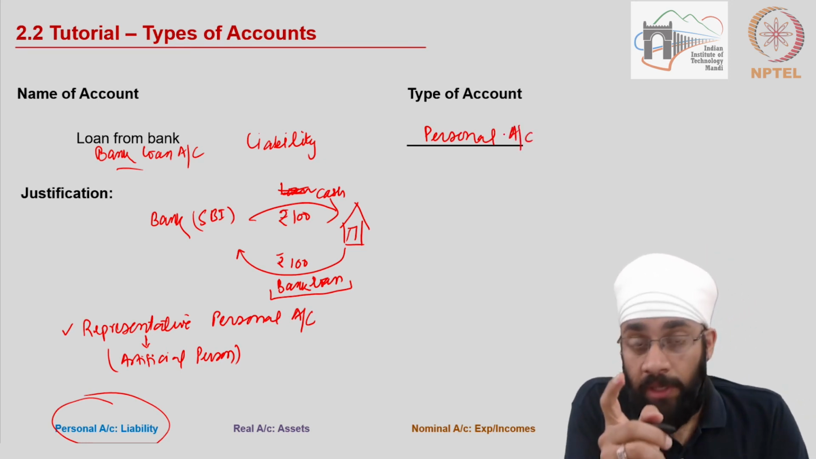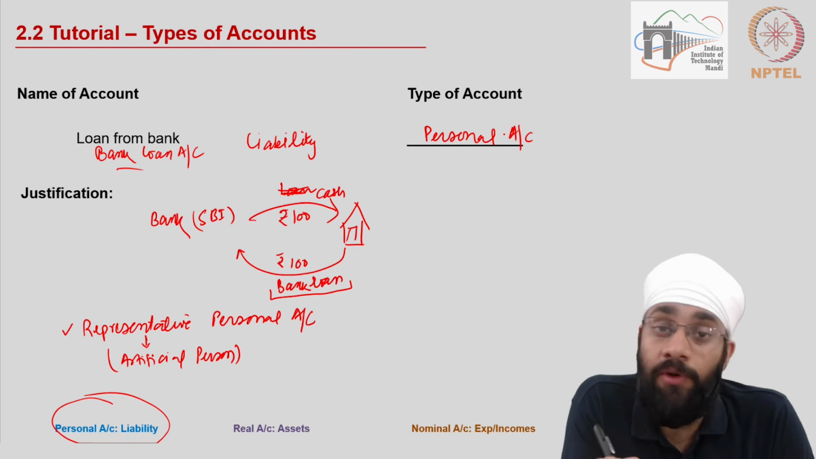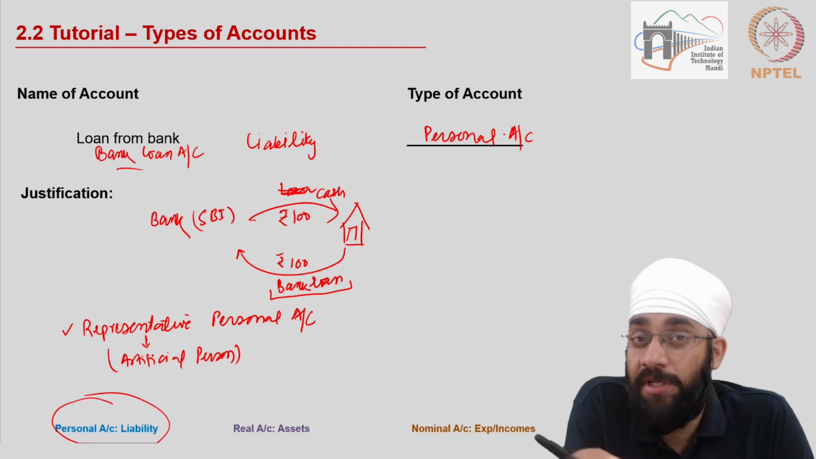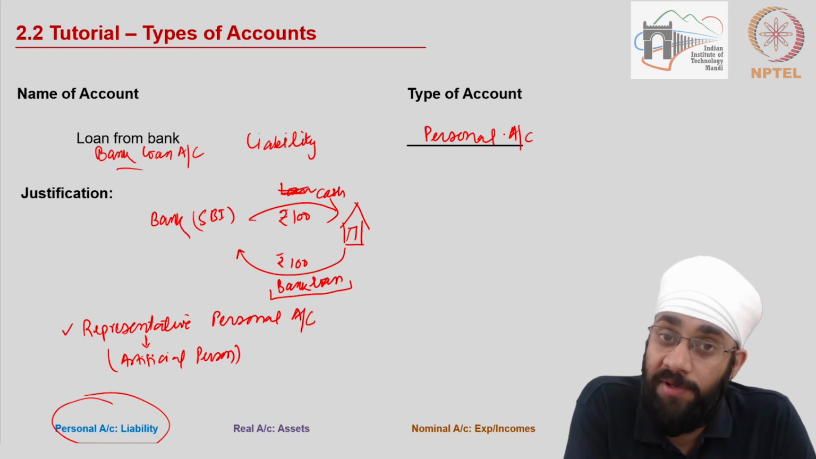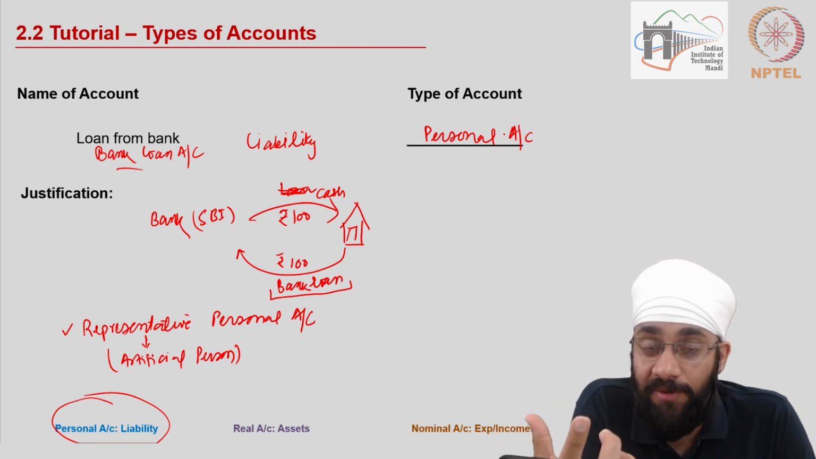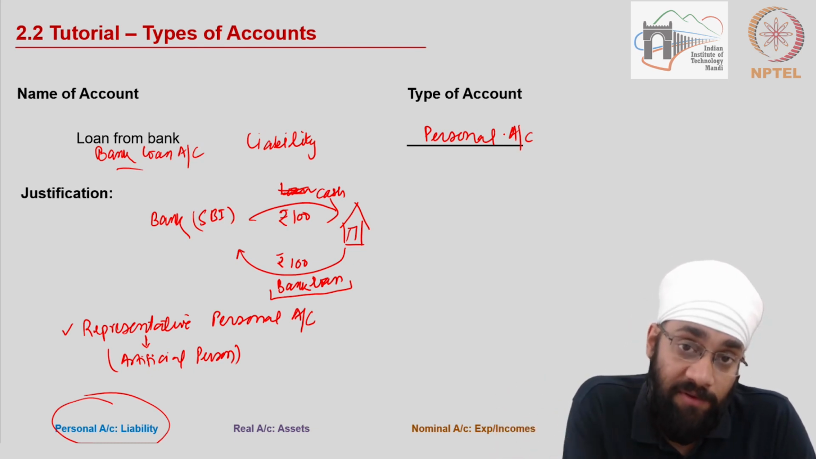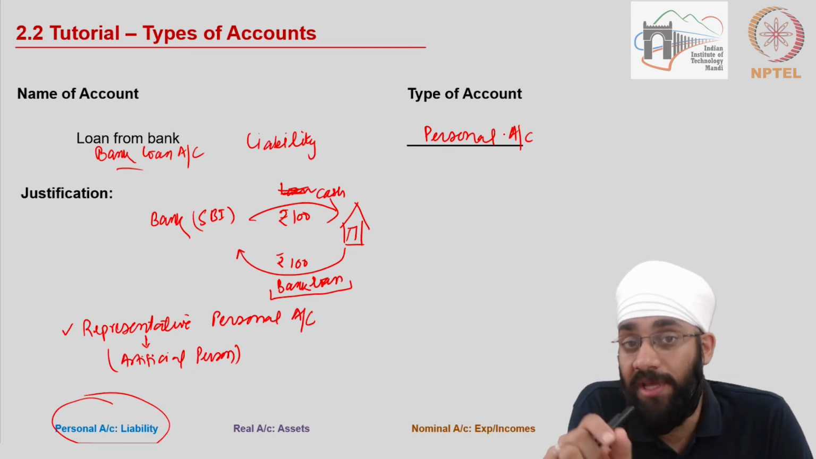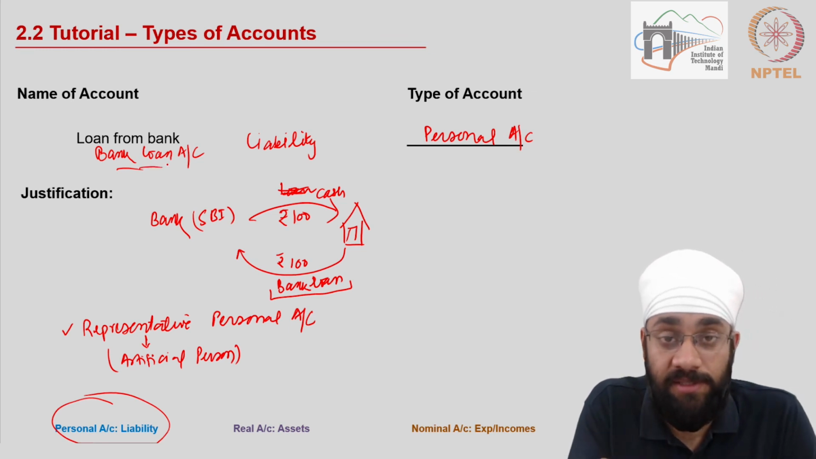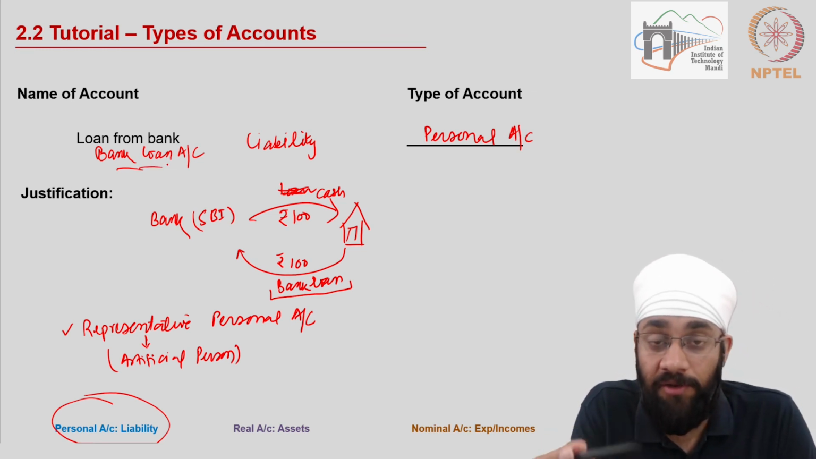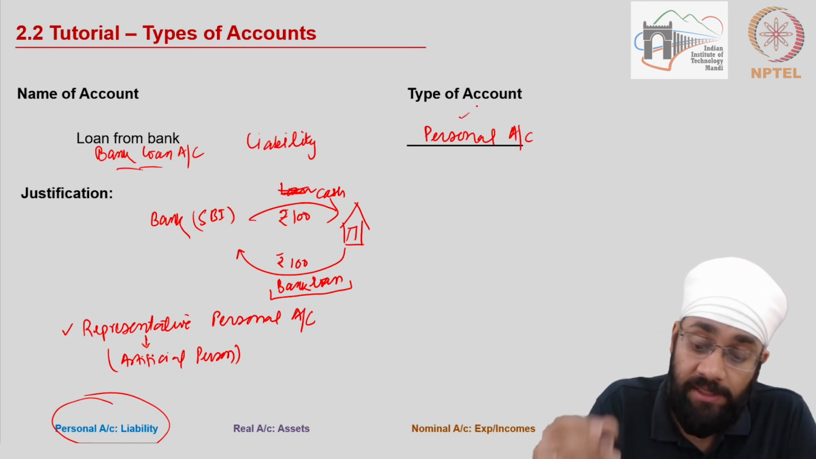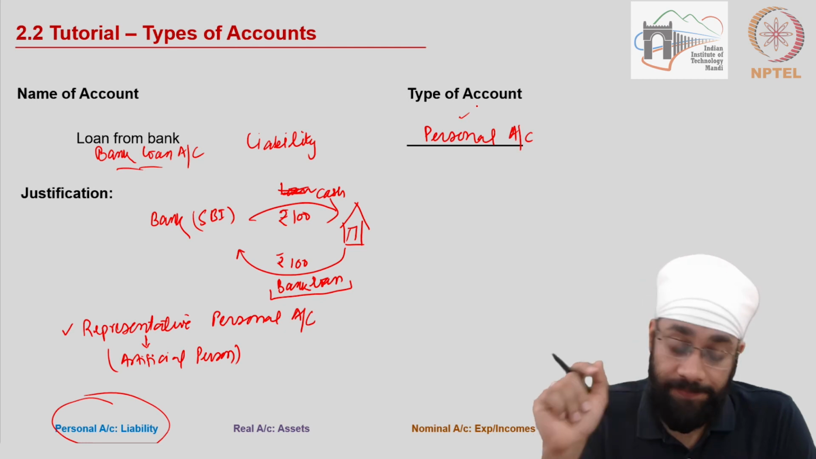So one more time, personal accounts refer to any accounts where you record the liabilities of the business towards a real person, an artificial person, or a representative, an item which represents the real persons or the artificial persons. In this case, bank loan represents the bank. It represents the liability that the business has towards the bank. Therefore, we categorize this as a personal account.